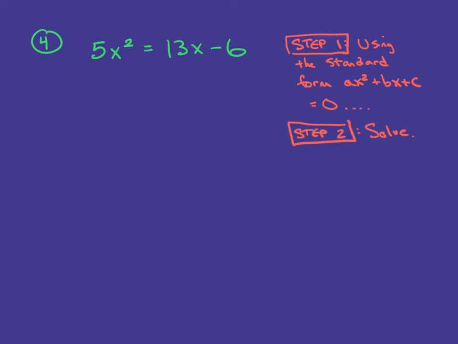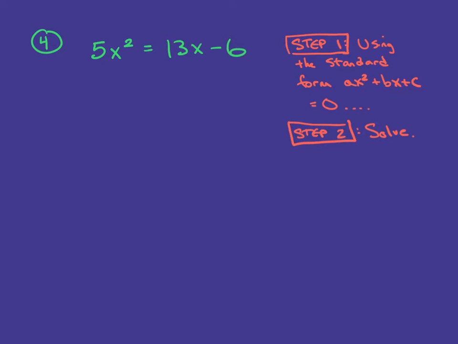Number 4, 5x squared equals 13x minus 6. And here they break your answers into a step 1 and a step 2. Step 1 might be a little confusing in the way they word it, using the standard form ax squared plus bx plus c equals 0 and so on. Basically, all they want you to do is set equal to 0 and then factor it. And then the factored part, your two parentheses, is what you're going to put in that box. And I'll illustrate that here.